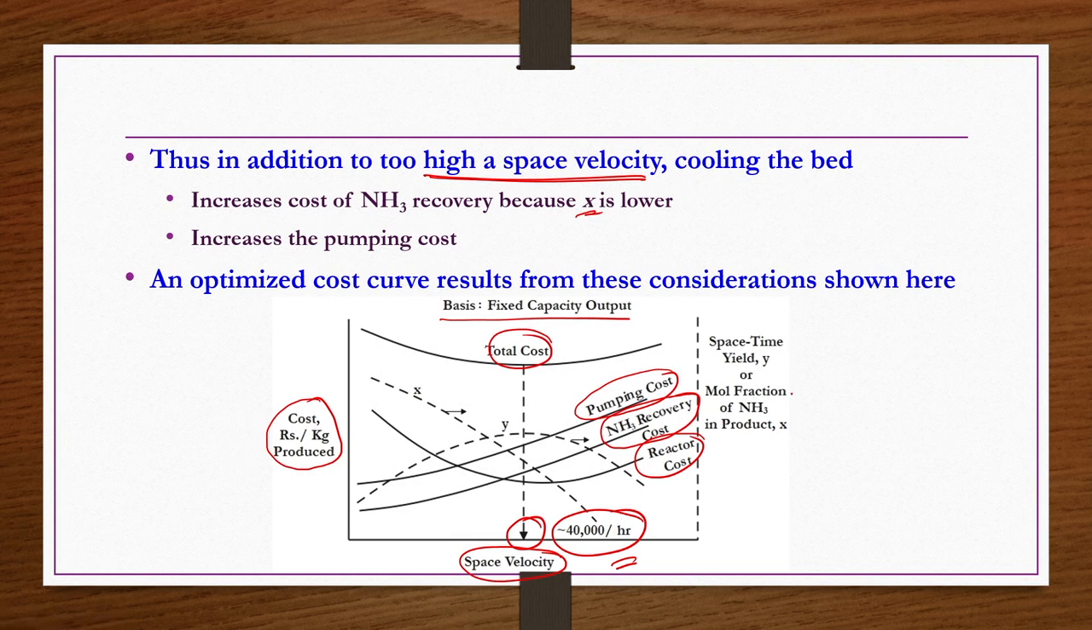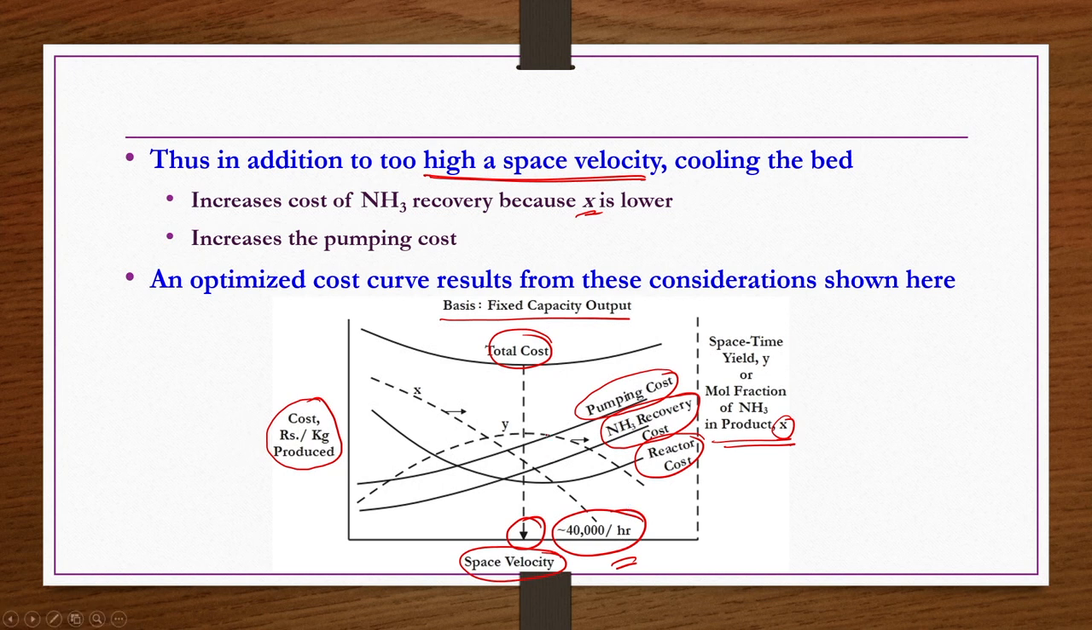Now, if you plot the mole fraction of ammonia in the product, that is X, versus space velocity, X is found to decrease with increasing space velocity. We have just seen that in the previous slide. And in space-time yield Y, what happens is it increases and then it decreases.